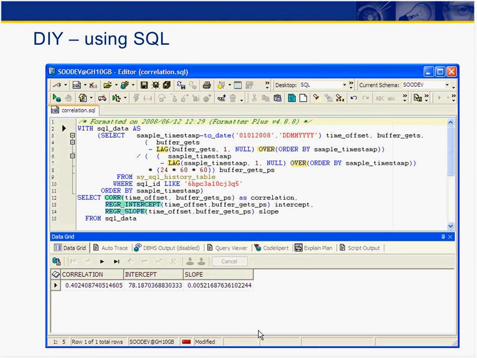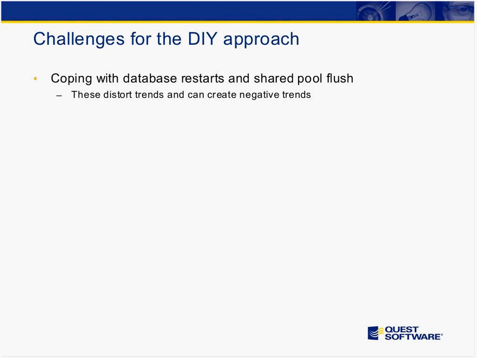You can get a correlation for all that data, and use the regression functions to get an intercept and a slope to do a linear regression. So using Excel or with Oracle, you can get some of this information for any given SQL statement. And we've addressed these as we went along.